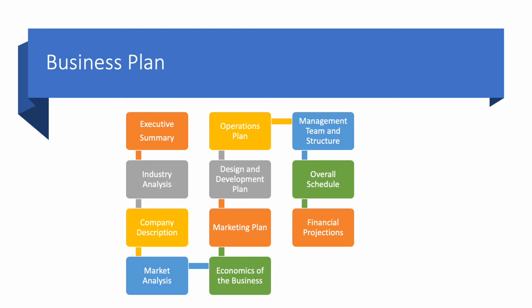Once the feasibility analysis is done and the business model is being decided, it is important to do the business planning before jumping into the execution. The business plan should address the executive summary, industry analysis, company description, market analysis, economics of the business, marketing plan, the design and development plan, the operations plan, the management team structure, and finally the overall schedule and financial projections.